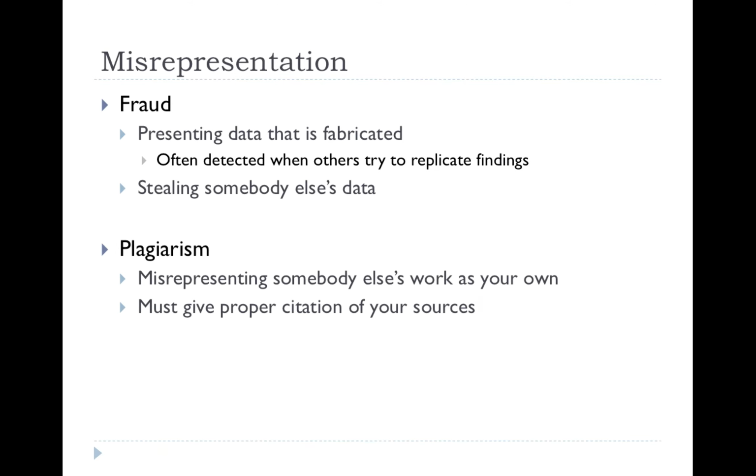Okay, so let's talk about the last aspect of ethical behavior in research, and that would be making sure that you're not misrepresenting any of your ideas or your research. So one type of misrepresentation would be committing fraud. Fraud would be basically presenting data that's fabricated, that you're making up on your own, that you didn't collect from actual research participants. Typically, that is uncovered if an individual publishes something and other researchers try to replicate those findings and can't find the same findings.